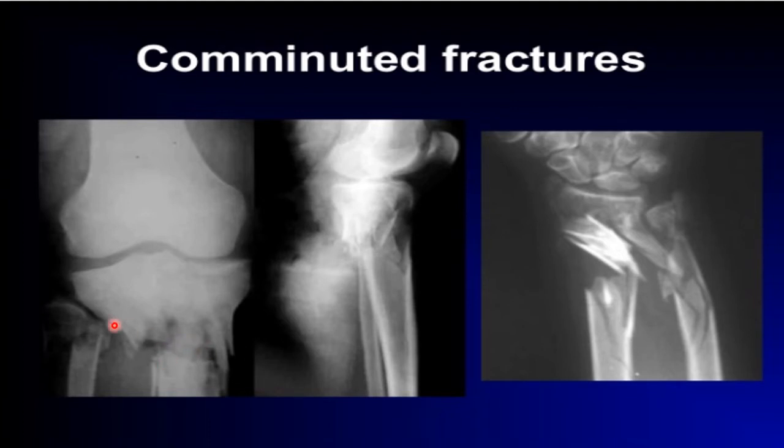Comminuted fractures, upper end of tibia. This is fibular head, upper end of tibia. This is the radius, lower end of radius, and the lower end of ulna, again comminuted fractures, X-rays.